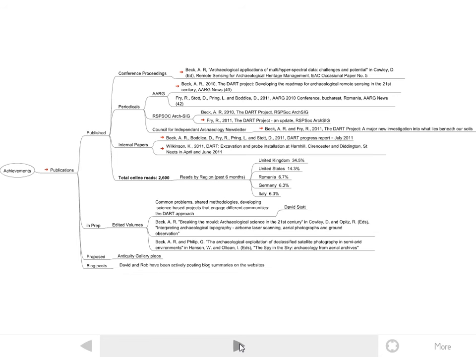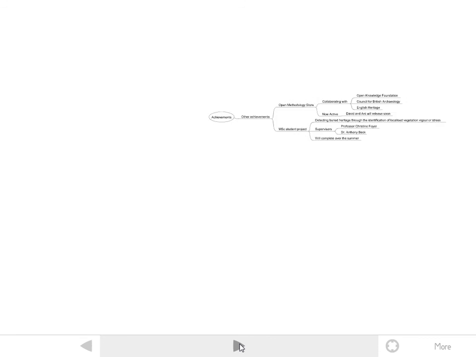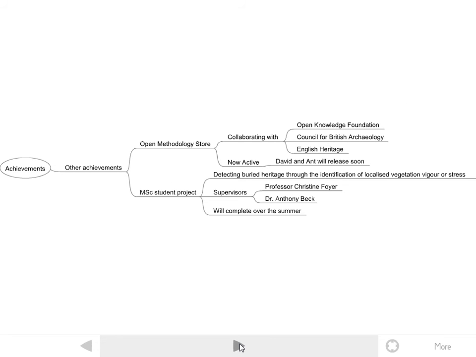Okay, and other achievements. We have an open methodology store. It's been done in collaboration with the Open Knowledge Foundation, the Council for British Archaeology and English Heritage. It's now active, but it's not really openly released yet. David and myself will be working on that. And we have the MSc student project, detecting buried heritage through the identification of localised vegetation vigour or stress, which will be completed over the summer.